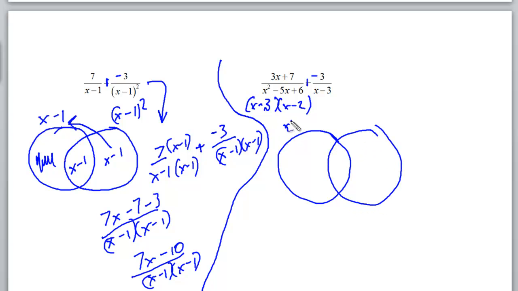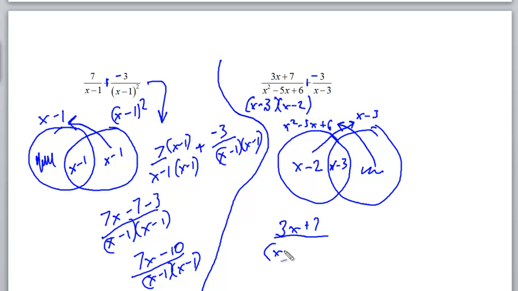my x squared minus 5x plus 6 is going to have an x minus 3 in it and an x minus 2, but my x minus 3 only has an x minus 3. So that's what they have in common, x minus 3. But this one has an x minus 2. Now over here, you have nothing left. So nothing gets multiplied by that left-hand side, which is great. But this right-hand side has to be multiplied by x minus 2. So I've got 3x plus 7 multiplied by nothing times a common denominator of (x minus 3)(x minus 2).